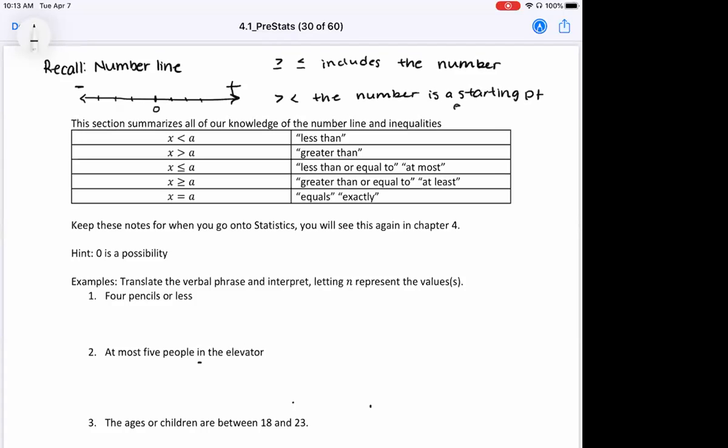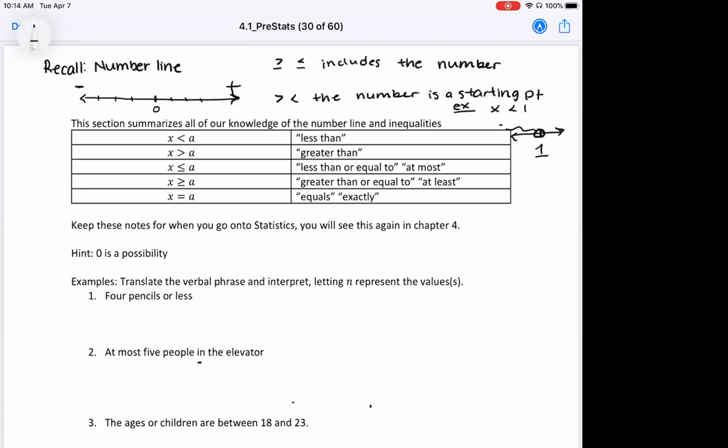For a quick little example, if I have x is less than 1 and I draw it on the number line, it's going to be less than 1, so we shade towards the negative, and we use an open circle to show that 1 is not included. So we want numbers like 0, -1, -2. Those numbers are less than 1.